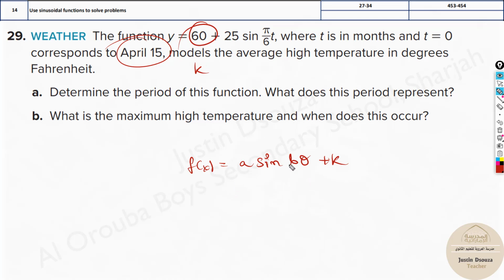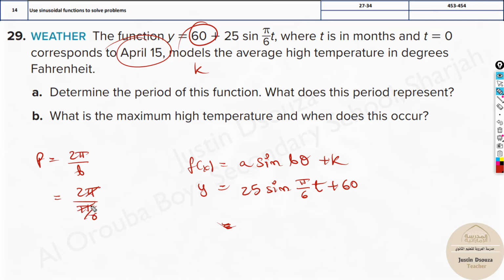So let's find the period first. Let's substitute the formula here, the given equation. It is 25 sine, b value is pi by 6, t plus 60. Now then, what we do is, we will find the period, that is p is equal to 2 pi by b. And the magnitude of b, but it's just the positive value we have to take. 2 pi by pi by 6, cancel this out. This goes up, it is 12, right?